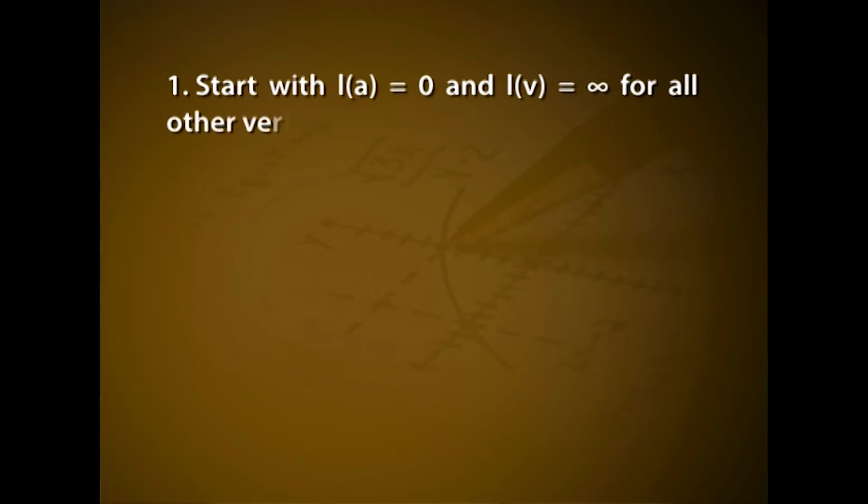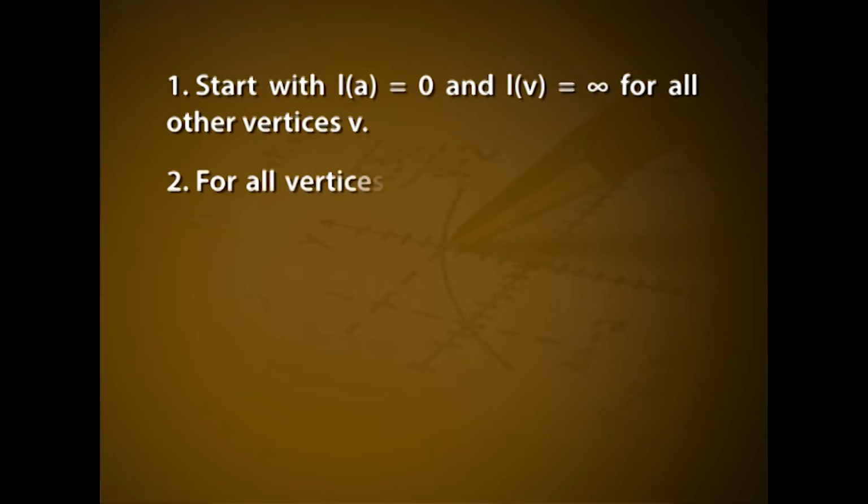There are several algorithms available to determine the shortest path joining a given pair of vertices in a graph. The following algorithm is the one discovered by E.W. Dijkstra, which is used to find the shortest path from a vertex A to another vertex B in a directed or undirected graph G. Step 1. Start with L(A) = 0 and L(V) = infinity for all other vertices V.